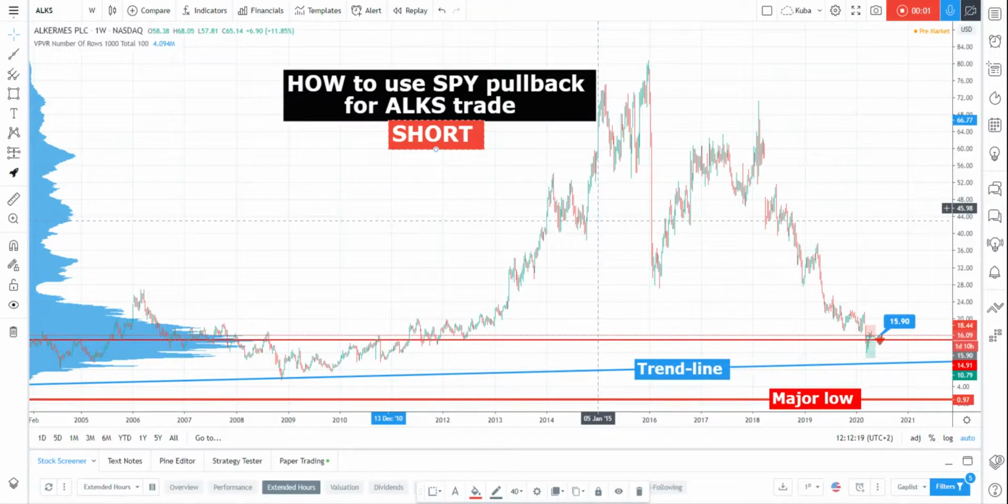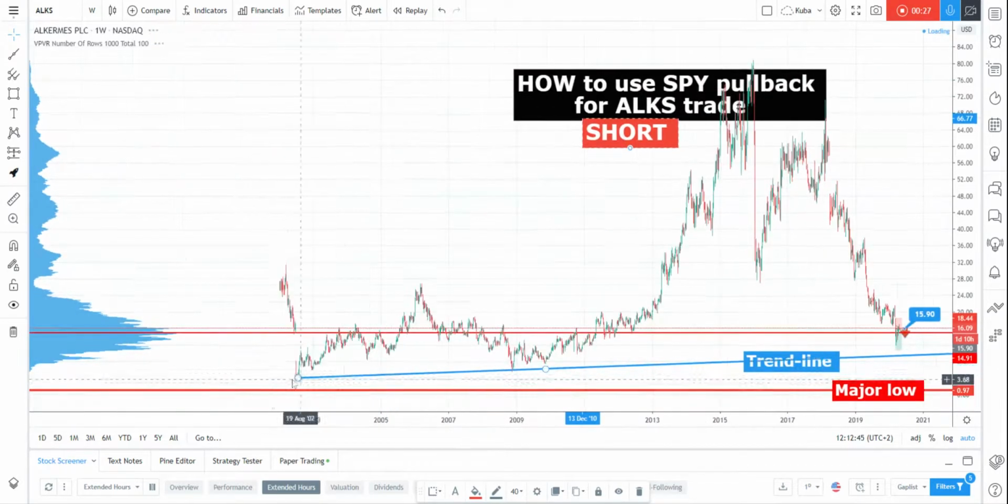Hi traders, I'm here again with a short recap of our yesterday's short in the ALKS ticker. Let's start with some description of the trend lines and lows I have here. Then I will continue with some fundamental analysis of this trade, and in the end I will tell you how to use the SPI for, let's say, confirmation of this short.